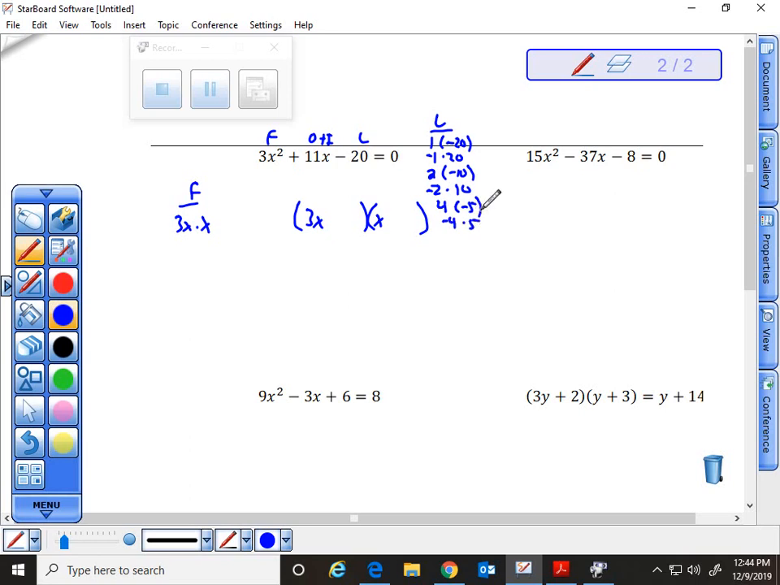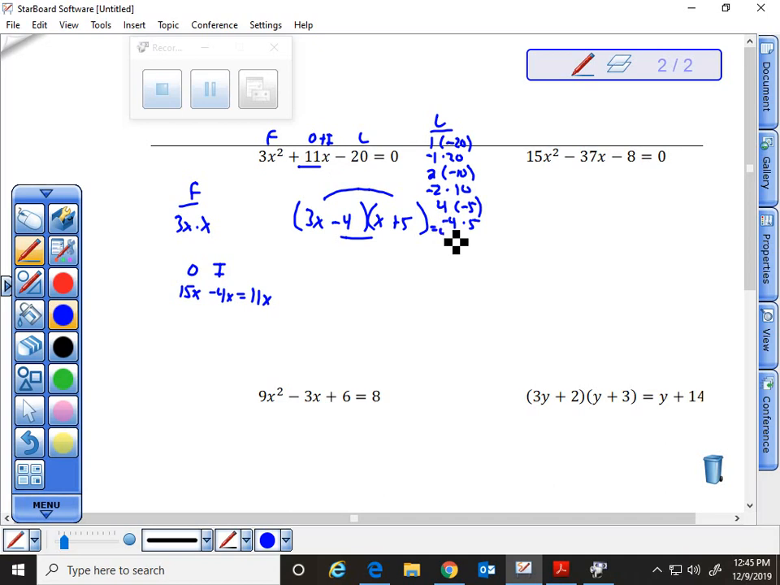Alright, I'm going to start with the bottom right there, negative 4 and positive 5. Now let's just make sure it works, and then it gives me outside and inside. Outsides are 15x, inside's a minus 4x, equals 11x. And then again, somehow I got lucky, but let's remember it is equal to 0.